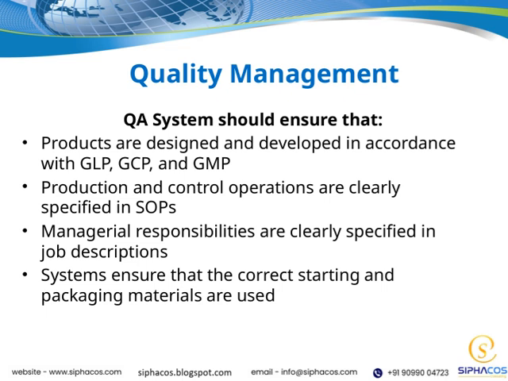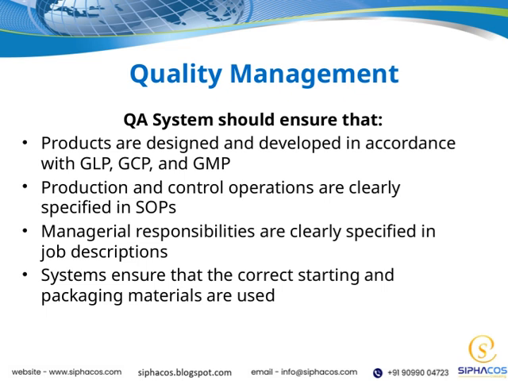When it comes to a QA system, there are a few critical areas we need to focus on to ensure quality and compliance. First, products must be designed and developed in strict accordance with GLP, GCP, and GMP guidelines. These standards are the foundation for ensuring safety, efficacy, and quality throughout the product lifecycle. Next, production and control operations should be clearly specified in Standard Operating Procedures, or SOPs. Having well-defined SOPs helps us maintain consistency and reliability in every step, reducing the risk of errors.